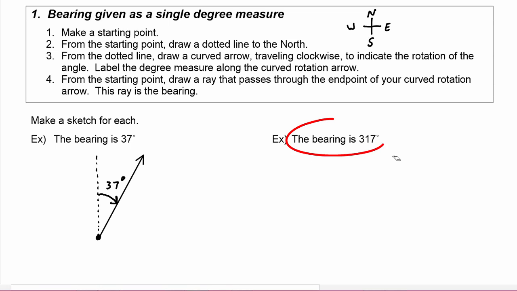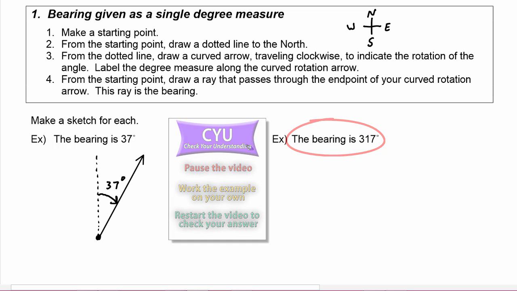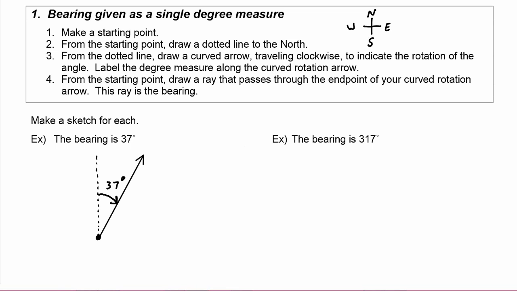In this next example, we're told that the bearing is 317 degrees. So why don't you try this one on your own? Pause the video and then restart it when you're ready to check your answer. We work our way through the 4 steps. So step 1 says make a starting point. Step 2, draw the dotted line to the north.